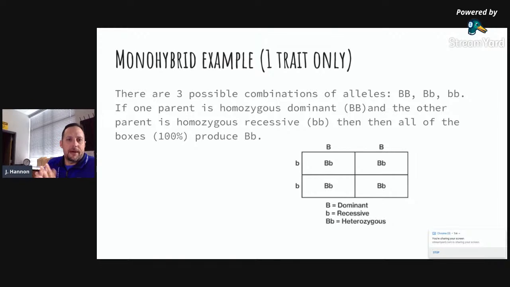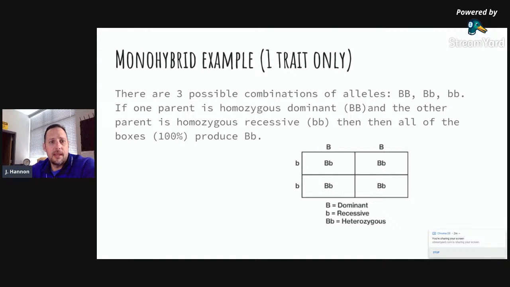So when we're talking about a monohybrid cross, just like the ones we started off doing, one trait only, it's a pretty simple process. There's only 3 possible allele combinations. You can be homozygous dominant, which would be 2 capital letters. You can be homozygous recessive, which would be 2 lowercase letters, or you can be heterozygous, which would be 1 of each.